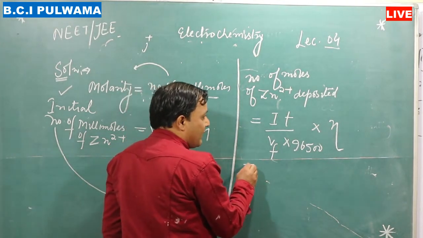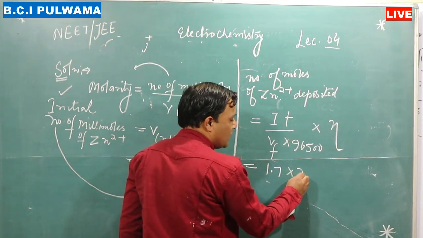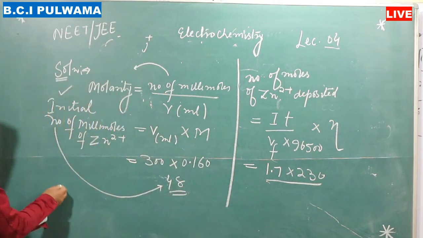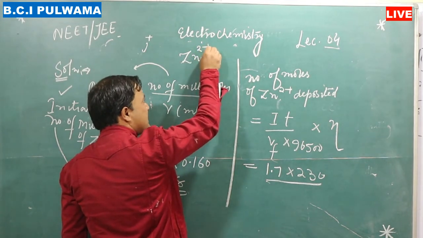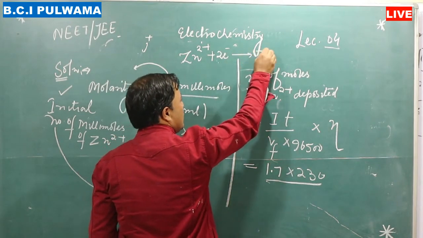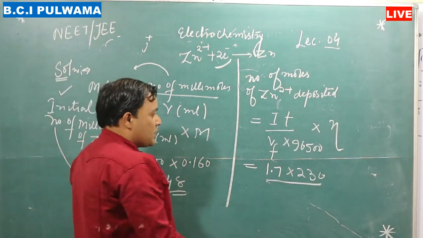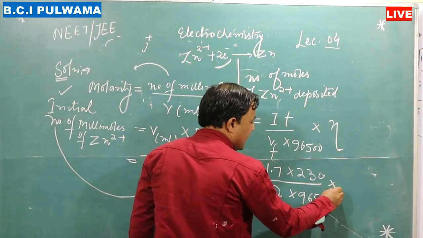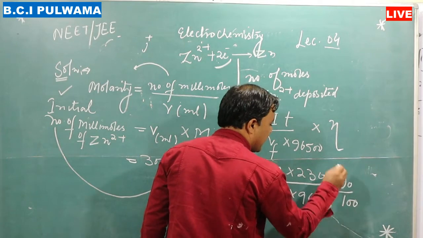So let us put the values. I is equal to 1.70 amperes, time is equal to 230 seconds. For the cathodic reaction, the deposition of Zn2+ ions, they accept 2 electrons to get converted into Zn, so the valency factor is equal to 2. So that is 2 multiplied by 96500, and then multiplied by 90%, meaning 90 divided by 100.